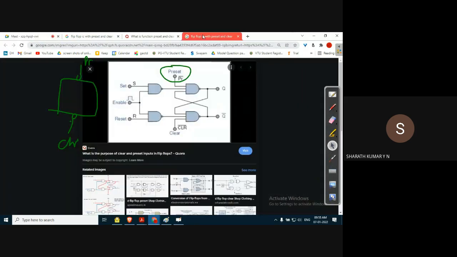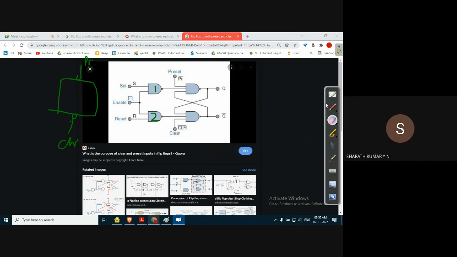Now observe how it's going to affect the circuit. When both are 1 1, 1 1 is applied as an input to these NAND gates. This is the first NAND gate, second, third and fourth. When preset and clear inputs are 1 1, the output of the third and fourth NAND gate depends on the other inputs, because 1 is not a dominating input in a NAND gate.